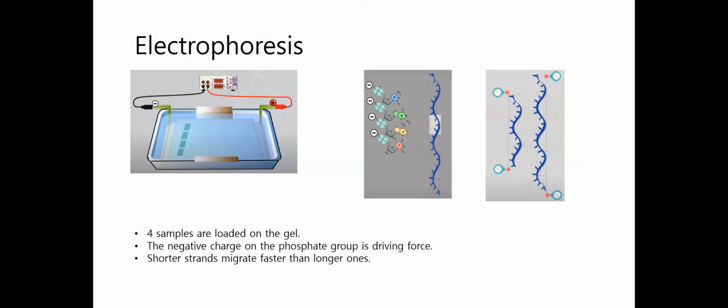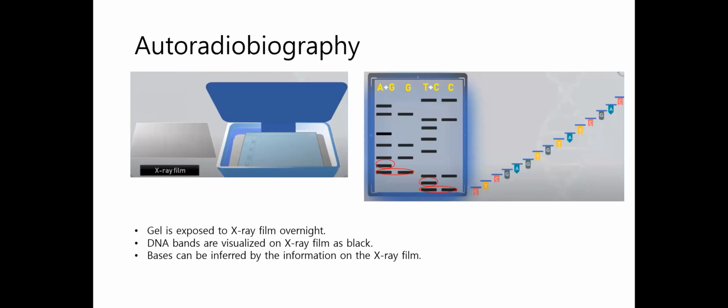The 4 samples are loaded on the gel, and as you all know, these samples move to the right, and shorter ones migrate faster than longer ones. And to analyze, autoradiography is used. The gel is exposed to X-ray film overnight, and then on the X-ray film there are black bands of the DNA. So to speak, it visualizes the DNA bands, and bases can be inferred from this.